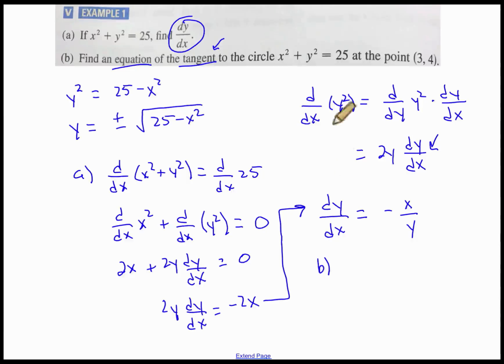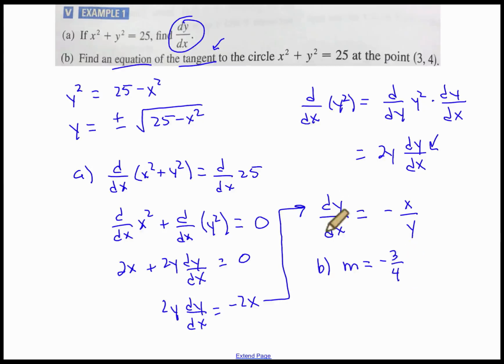Okay. So to find an equation, we need a point and the slope. So let's do the slope first. The slope is found by using the derivative. So the slope is simply going to be negative x over y. And at this point, these are my coordinates, that's negative 3/4.